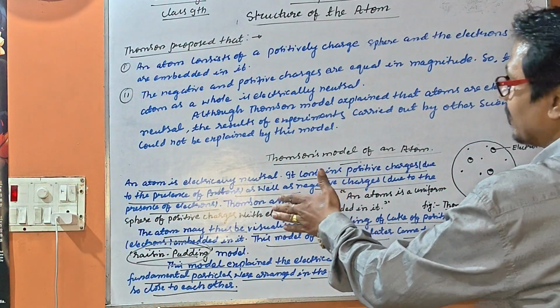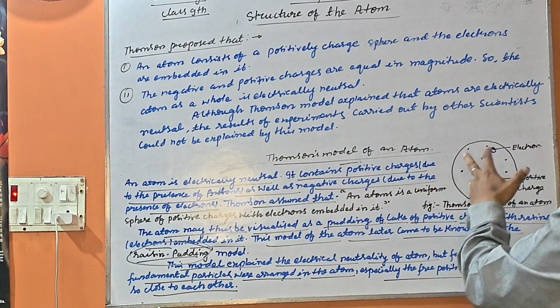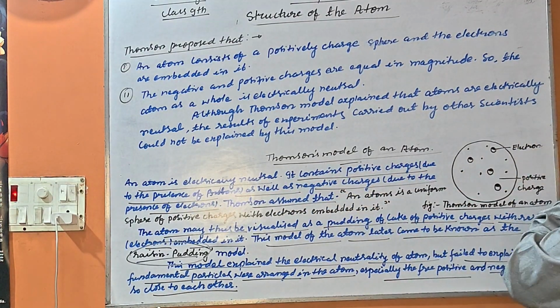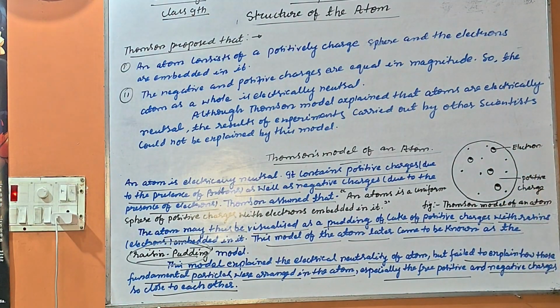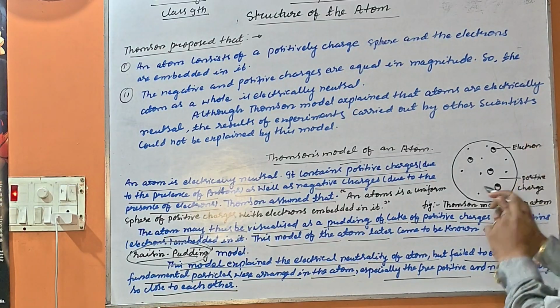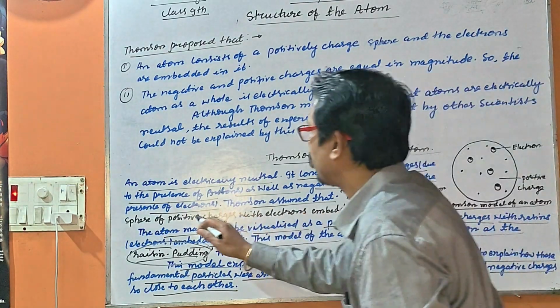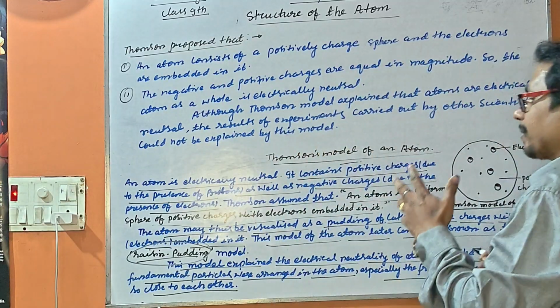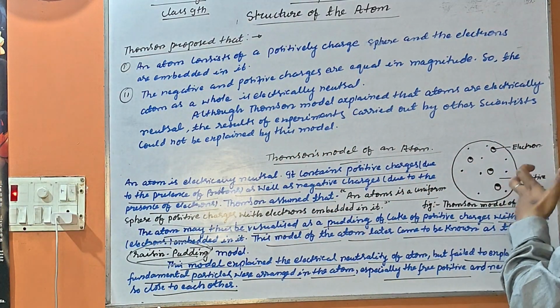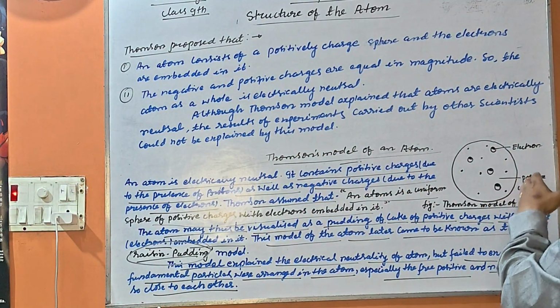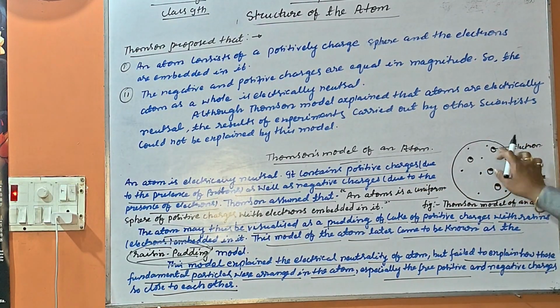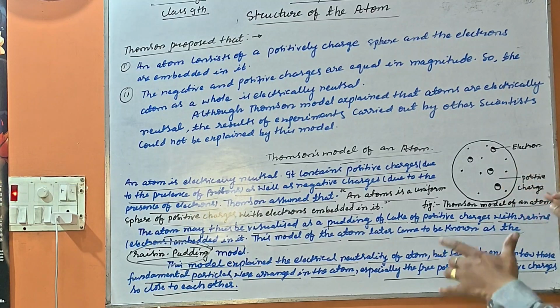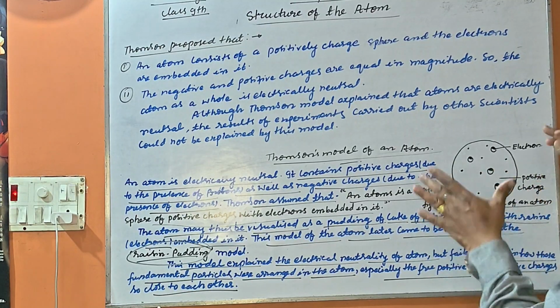So Thomson explained the atom is electrically neutral. It contains positive charges due to the presence of protons as well as negative charges due to the presence of electrons. Thomson assumed that an atom is a uniform sphere of positive charges with electrons embedded in it. This is the main point of the model. The atom may be visualized as a pudding of cake or a watermelon, as you can see in NCERT, of positive charges with raisins, the electrons, embedded in it. This model of the atom came to be known as the raisin pudding model.